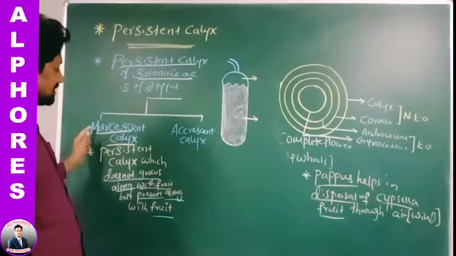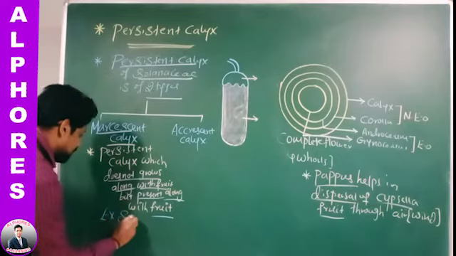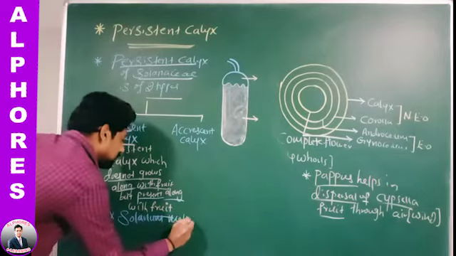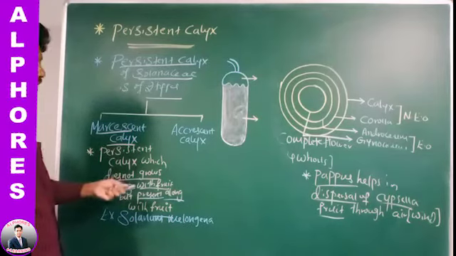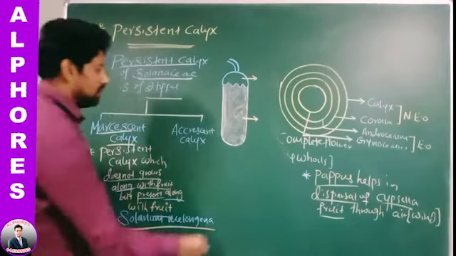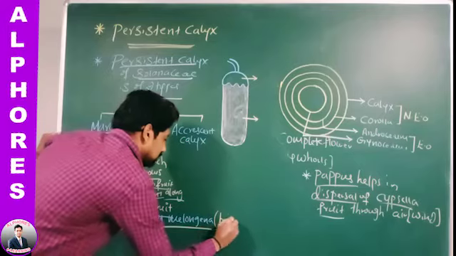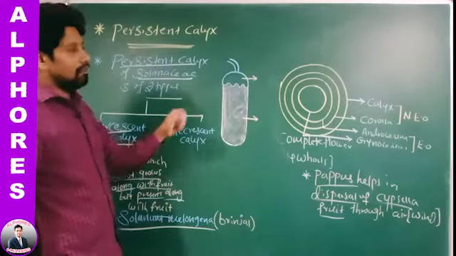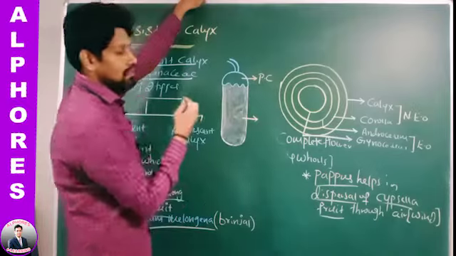Okay, marcescent calyx example. I am writing the example for marcescent calyx: Solanum melongena. What is the example, sir? Solanum melongena. Sir, the common name of Solanum melongena is brinjal. What is the common name of Solanum melongena, sir? Brinjal. Sir, in the case of Solanum melongena, this is the persistent calyx. That is a marcescent calyx.